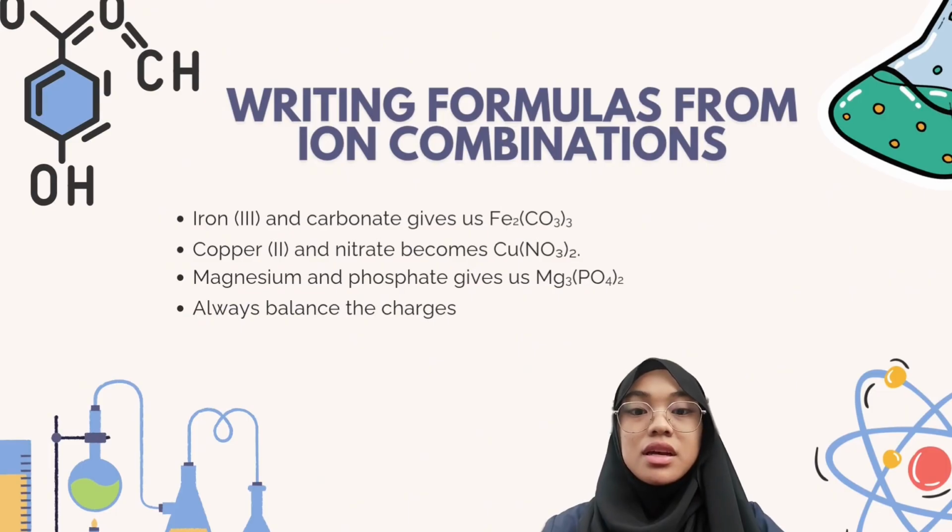So this is writing ionic formulas. Let's apply what we have learned. Iron(III) and carbonate give us Fe2(CO3)3. Copper(II) and nitrate becomes Cu(NO3)2. Magnesium and phosphate give us Mg3(PO4)2. Just remember, always balance the charge.